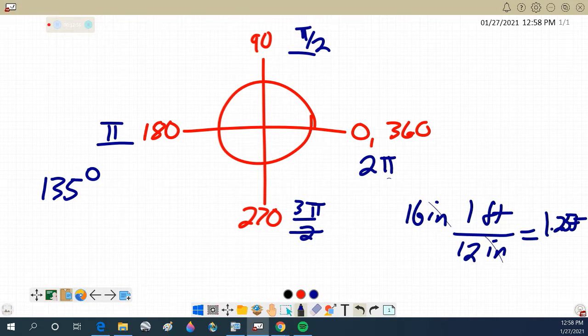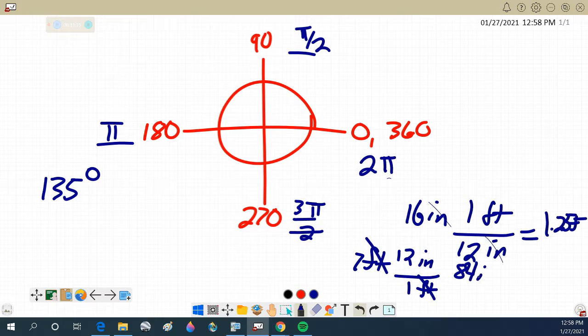Okay, what if I had 7 feet and I wanted to convert it into inches? I multiply it by inches over feet, and there are 12 inches in 1 foot. Feet cancel feet. 7 times 12 is 84 inches. Does that make sense? That's how you can do any conversion, or actually really complicated conversions too.